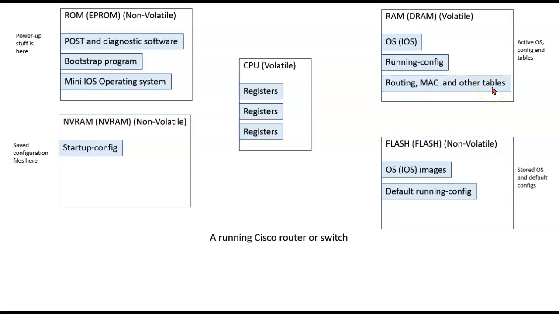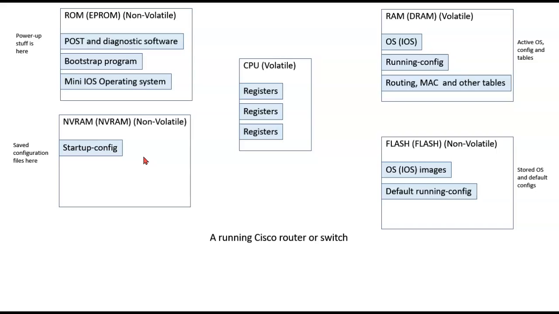during operation. There's flash memory, which is much like a flash drive that you might plug into a computer, except it's built inside. It holds the operating system images, and you can have various versions of the operating system available to you, and a default running config file, which is loaded into RAM upon booting if there's no startup config file, and we'll talk about that in just a little bit.